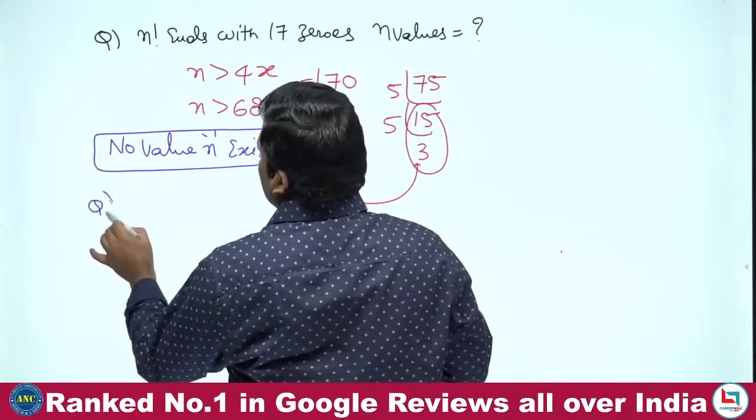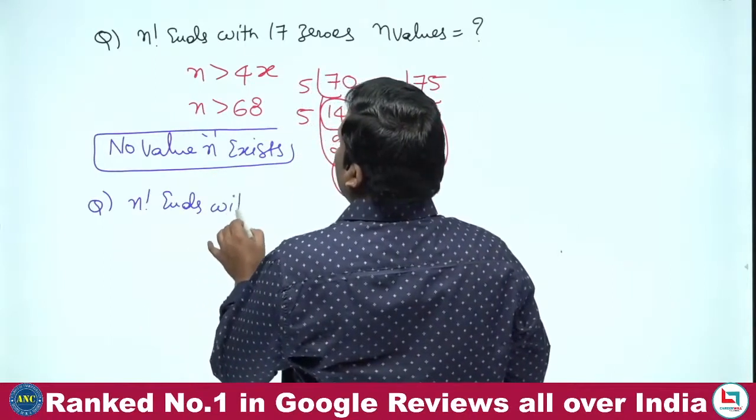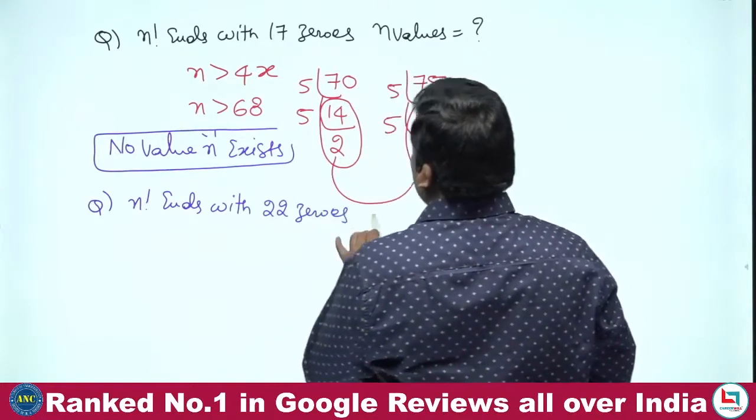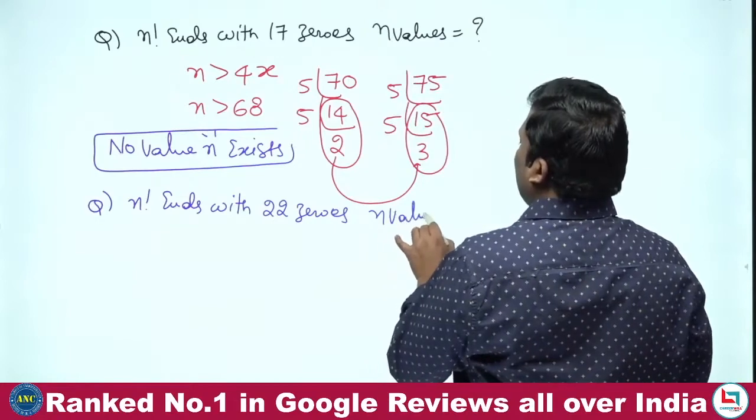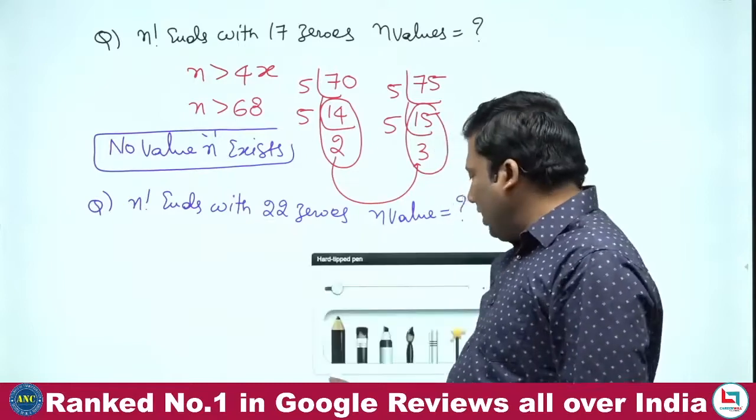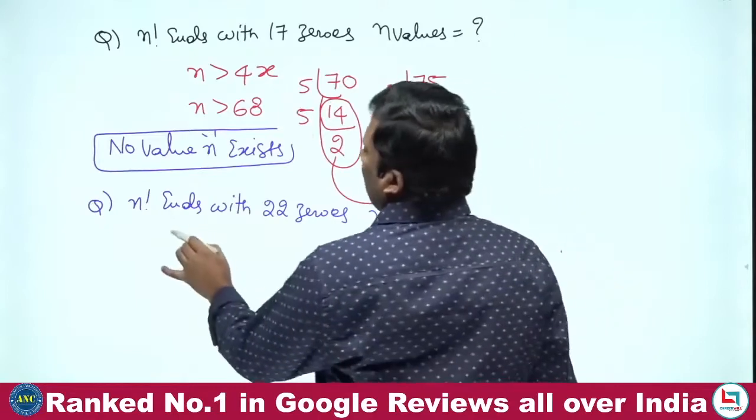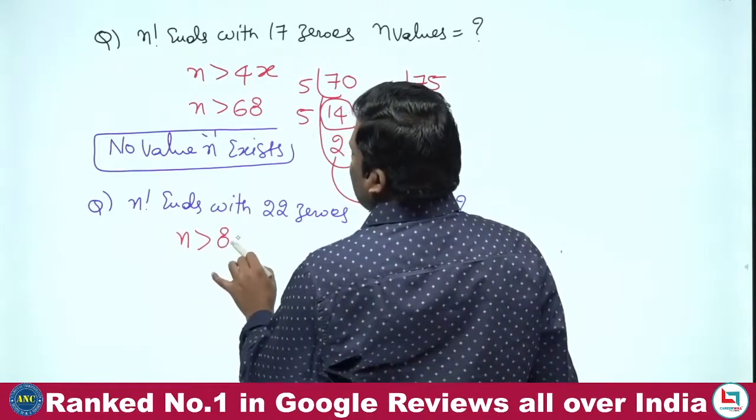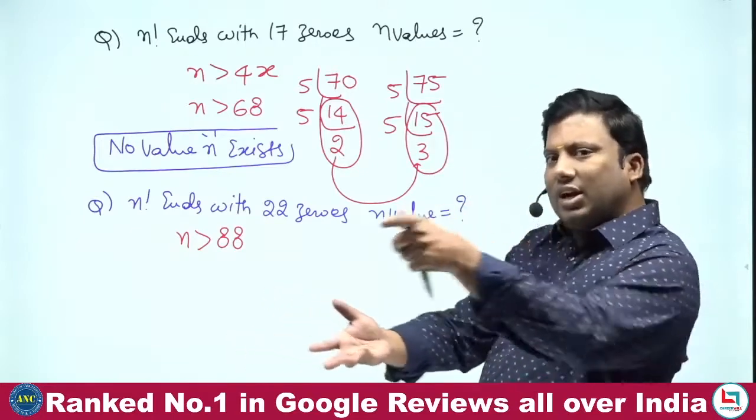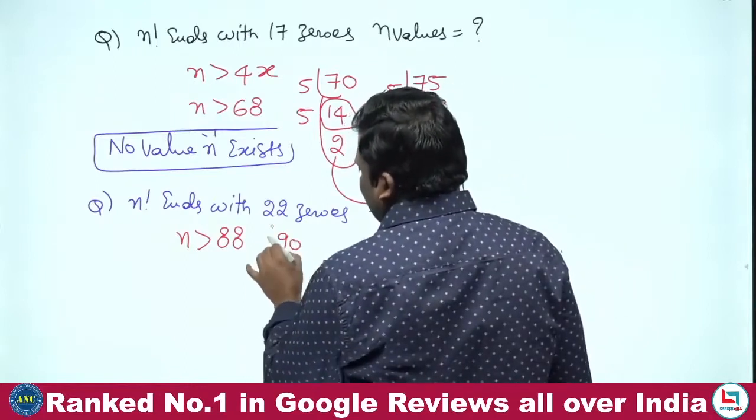Suppose the question is: n factorial ends with 22 zeros. How many values can n take satisfying this equation? N will be greater than 4x, 22 zeros, so n is greater than 88. Directly you will go to the value where it is oscillating. What is the multiple of 5 just greater than 88?